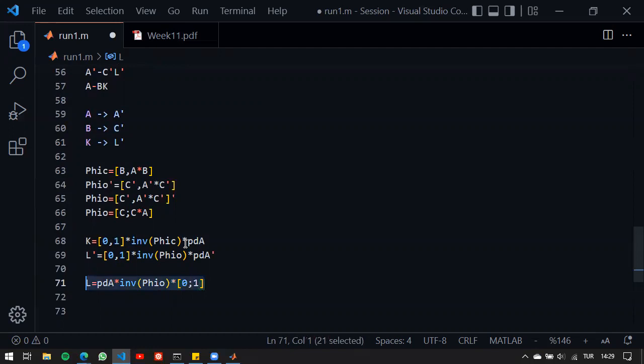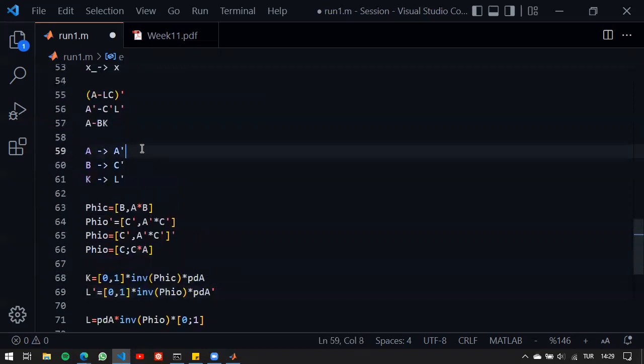So you can use this observer Ackermann formula, or if you don't really want to bother with that, just plug in A equals A transpose, B equals C transpose, and K equals L transpose, and use all the formulas, all the stuff that you've used up to this point.